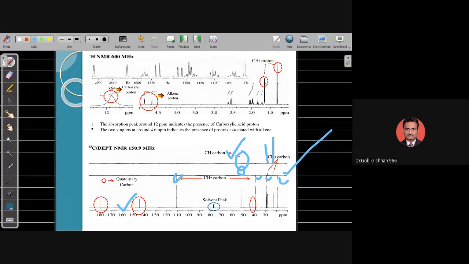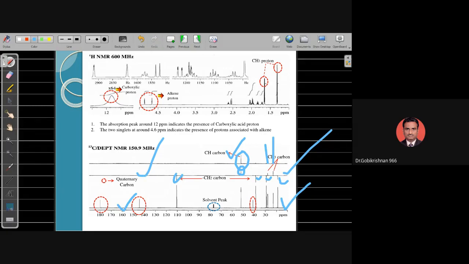That, no need to take into account. And the remaining peaks, the peaks present in the bottommost spectrum, after excluding the quaternary carbon, may be a mixture of CH2, CH, and CH3. To find out the CH3, we have to go to the next level. I am talking about this peak, this spectrum.